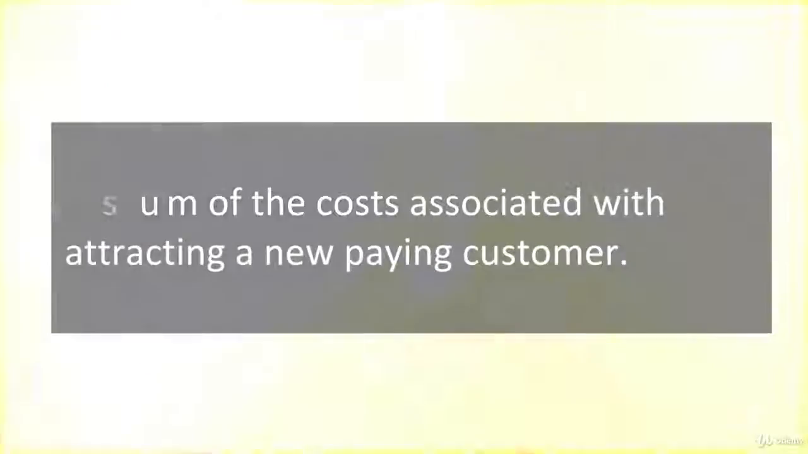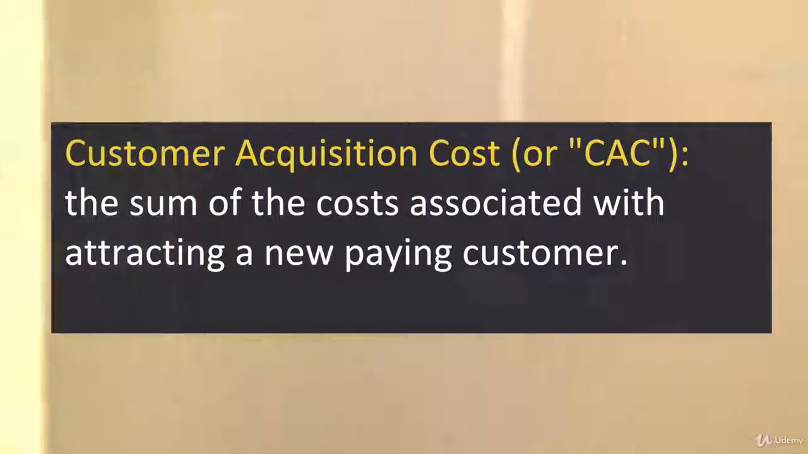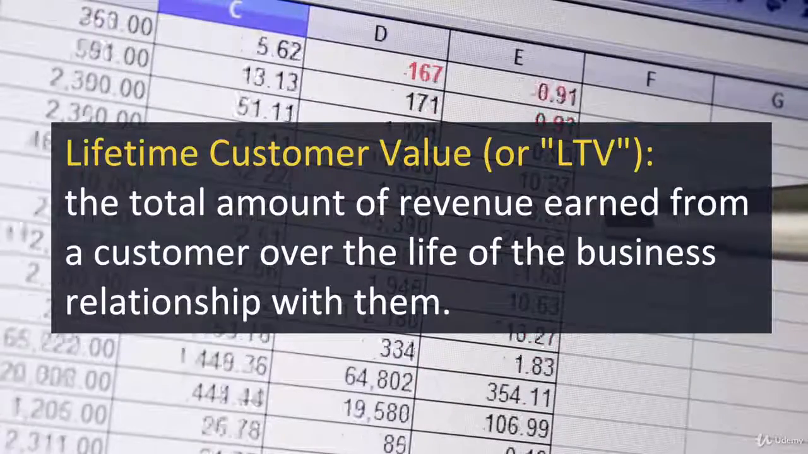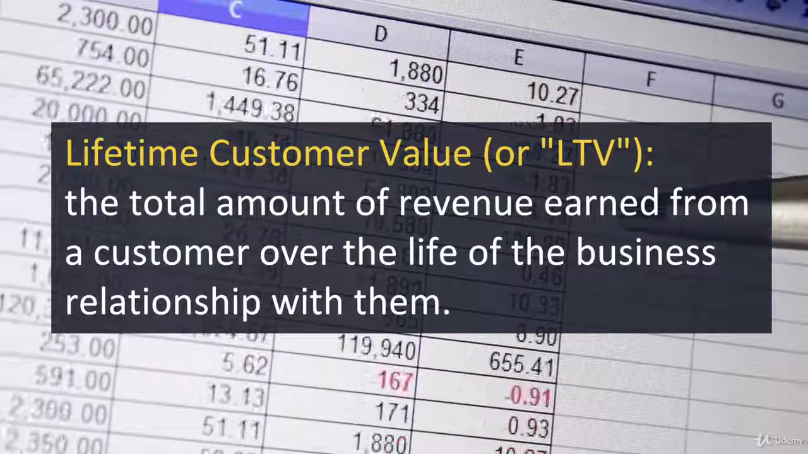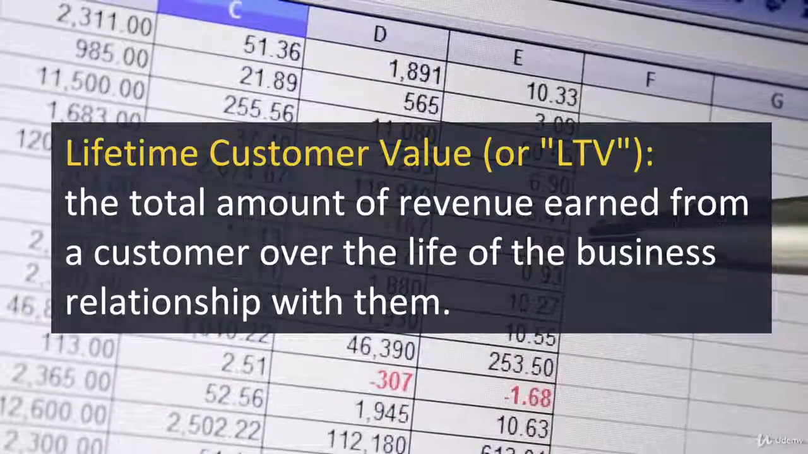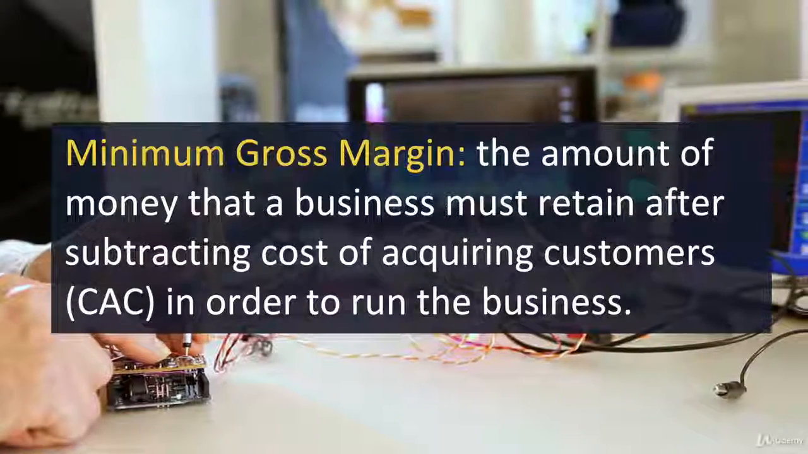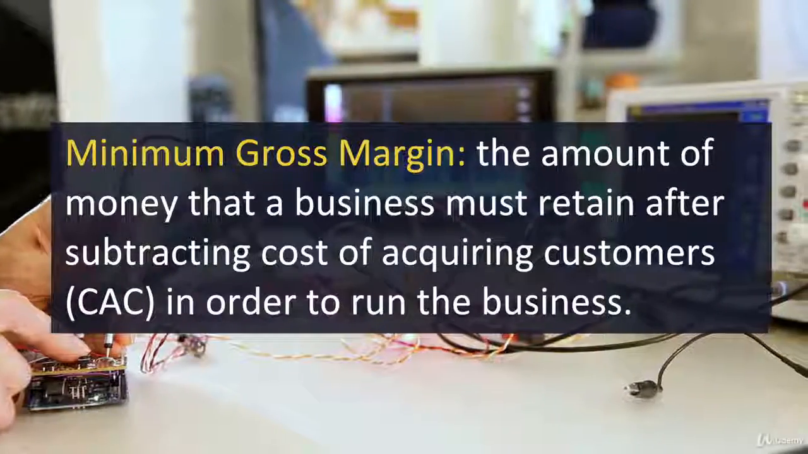So for example, what is customer acquisition cost, or CAC? Well, it's the sum of the costs associated with attracting a new customer, including you and your team's time, not just money, right? What is lifetime customer value? It's the total amount of revenue earned over the lifetime of a business relationship with a customer. I know you've already learned this, but I want to repeat it because I think it's super important. Now, what's the minimum gross margin? This is the amount of money that a business must retain after subtracting the costs of acquiring customers, the CAC, in order to run the business.